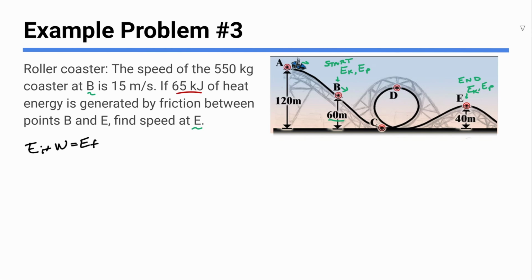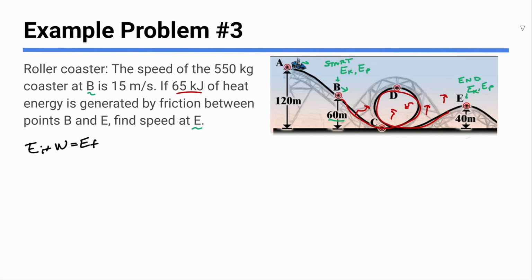The other thing I'm going to have to take into account is this. I have 65 kilojoules of heat energy generated by friction between points B and E. So as you go along the track, you're generating some heat energy, which means we're losing energy all along. That's the deal with friction. You always lose energy to friction. Friction generates heat. That's what happens when friction acts.